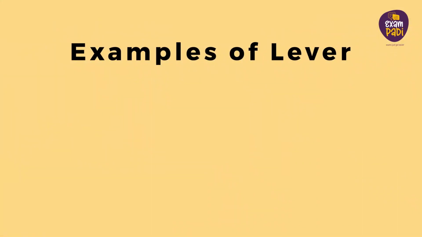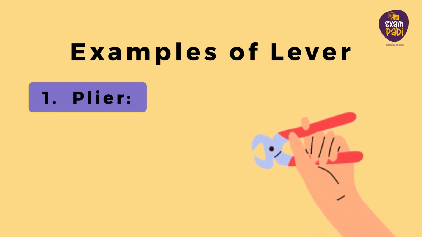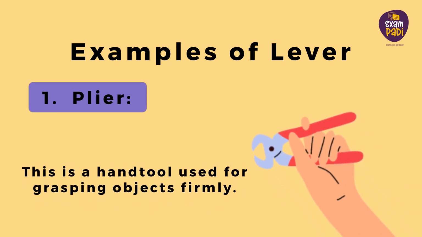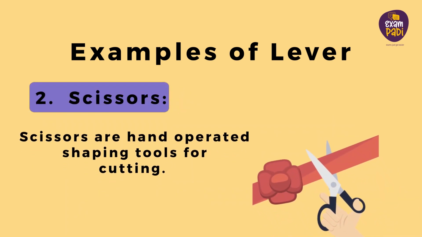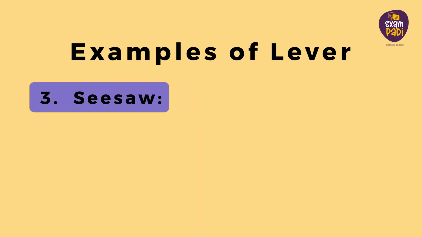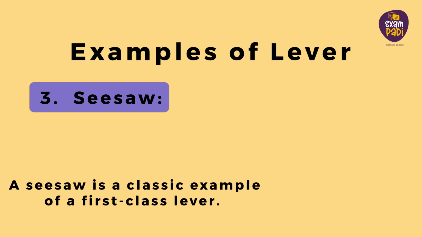Some common examples of levers are: 1. Plier. This is a hand tool used for grasping objects firmly. 2. Scissors. Scissors are hand-operated shearing tools for cutting. 3. Seesaw. A seesaw is the classic example of a first-class lever. It is a long, narrow board supported by a single pivot point, most commonly located at the midpoint between both ends. As one end goes up, the other goes down.